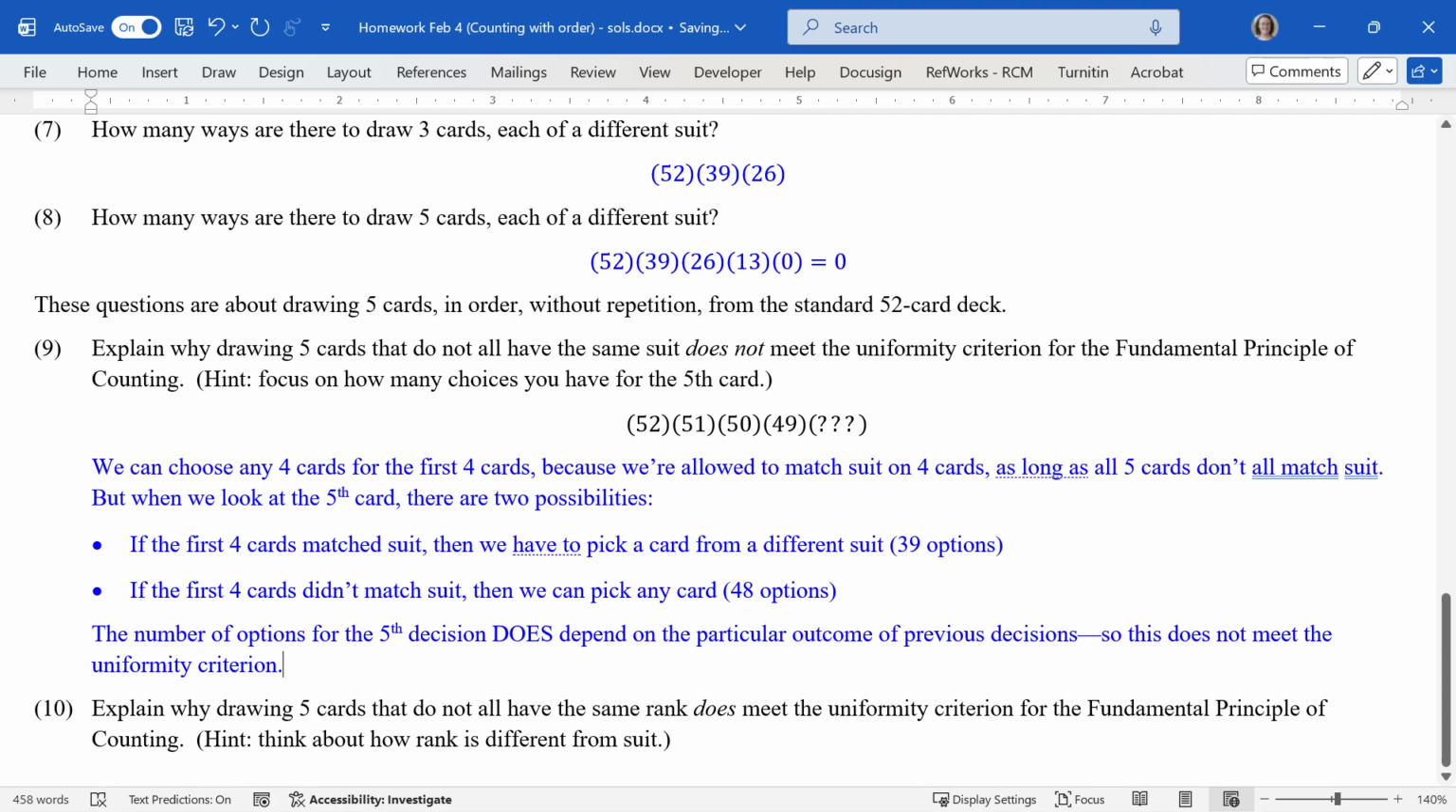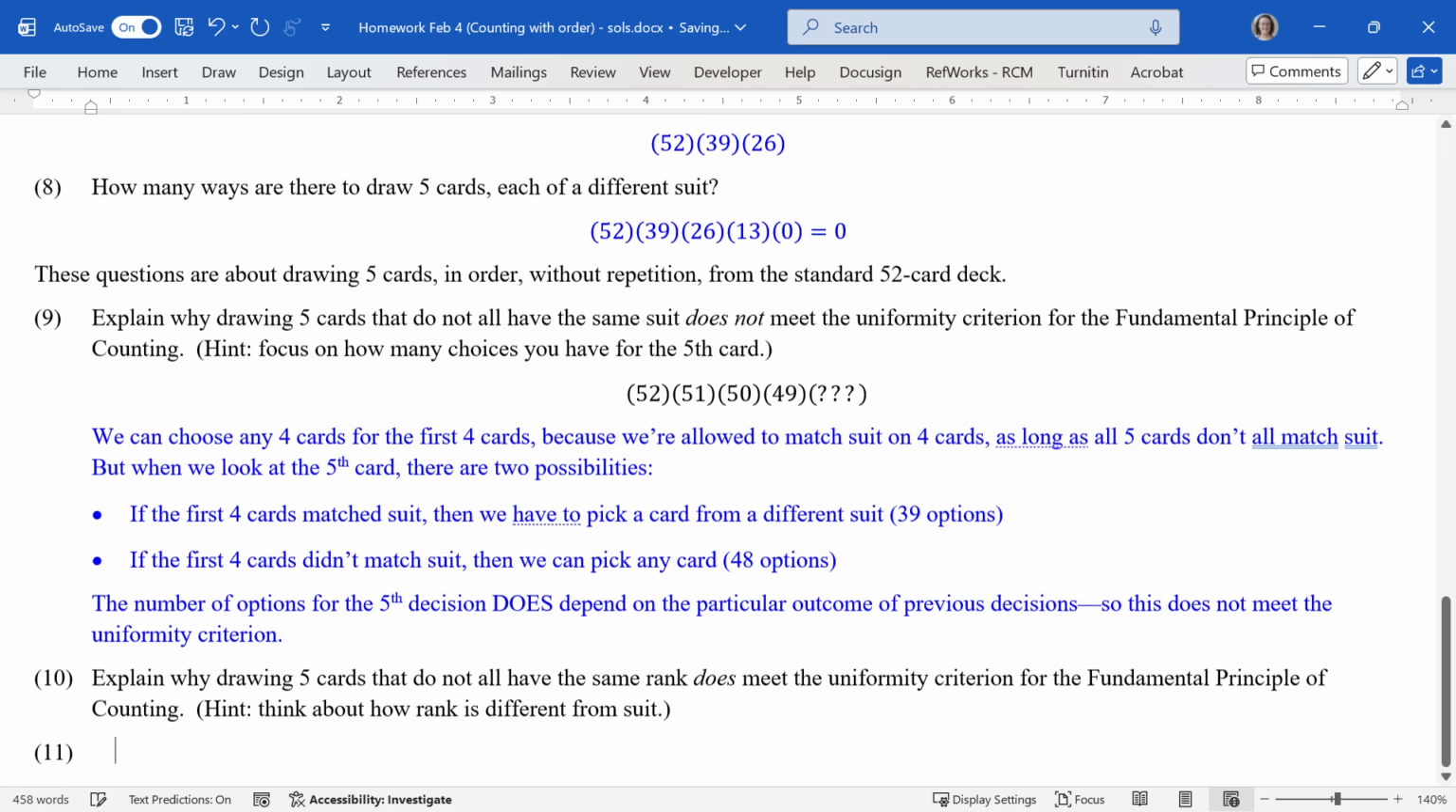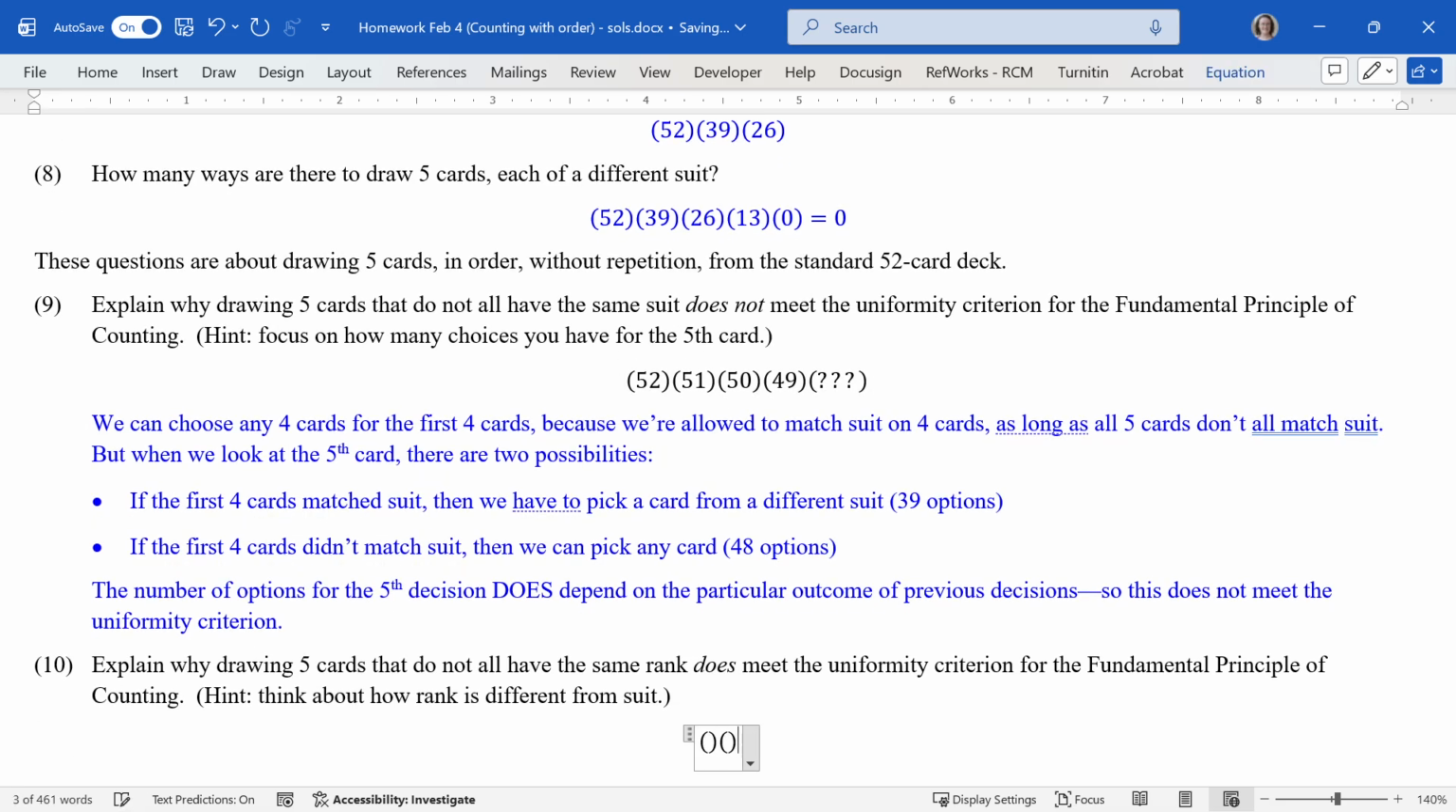Okay, now let's see what happens if we try to do the exact same thing, but with rank instead of suit. So explain why drawing 5 cards that do not all have the same rank does meet the uniformity criterion. So it seems like we just took the exact same sentence from number 9 and we only changed the word suit to be rank instead. And that is what I did. It's just rank instead of suit. Very mysterious. So let's try the same approach. We'll try using the fundamental principle of counting and see what goes wrong, if anything goes wrong.